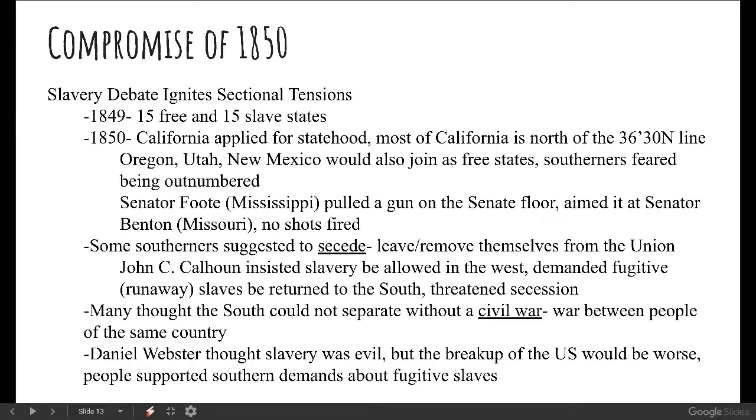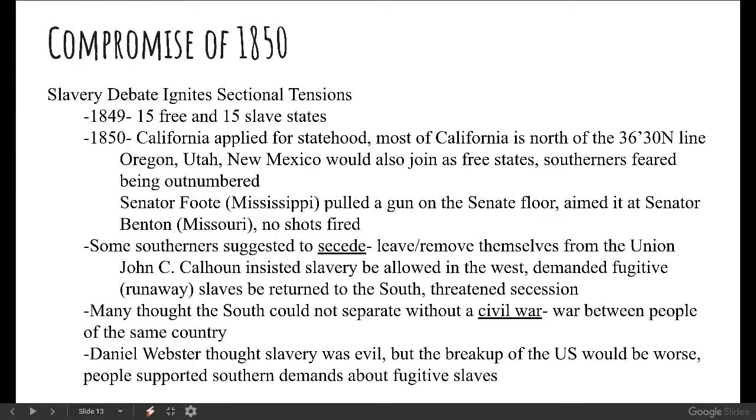Most of California is north of that 36°30' north latitude line. And so technically, according to the Missouri Compromise, California should be admitted as a free state. Oregon and Utah would also fall into that category. And then we have New Mexico, who also wants to join. But they are south of the line, and they want to join as free states. And so, of course, Southerners are afraid of being outnumbered in Congress and having those issues come up over slavery.